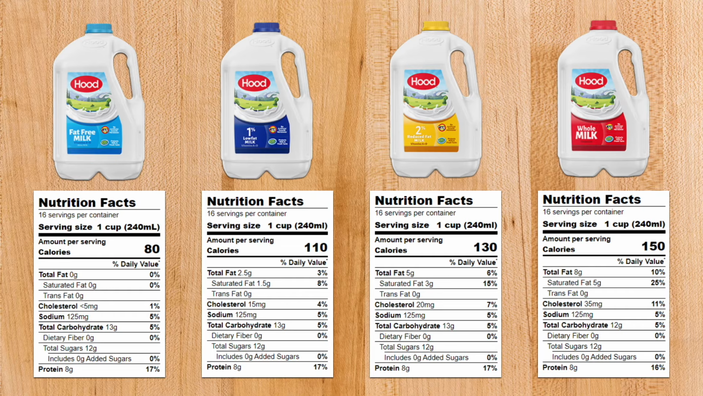Milk is an excellent example of a beverage containing various amounts of fat. Fat-free milk contains 0 grams per cup, whereas whole milk contains 8 grams per cup, with over half of it as saturated fat. Between those, we have options like 1% and 2%, which indicate the amount of fat in the milk by weight. As you can see, the more fat in the milk, the higher the calorie content.